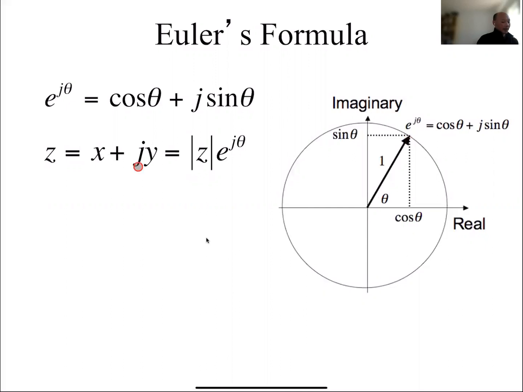And so in general, any complex number has z equals x plus jy. And typically, just to be sure, it's an engineering class, so j is our imaginary number, square root of minus one. And so we always have a magnitude. So we can write any complex number as a magnitude times e to the j theta. And e to the j theta has a magnitude of one.